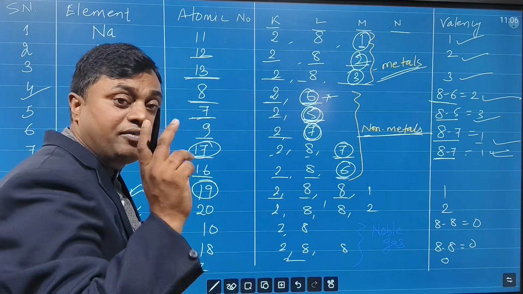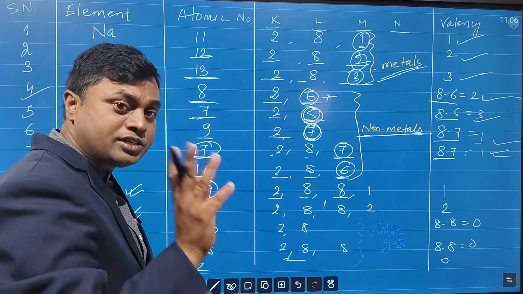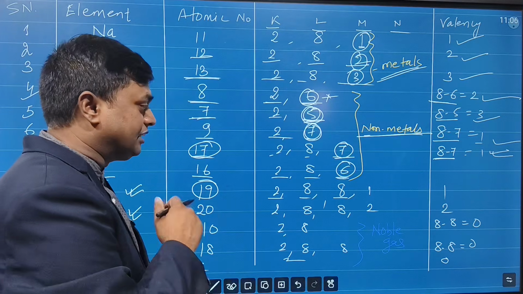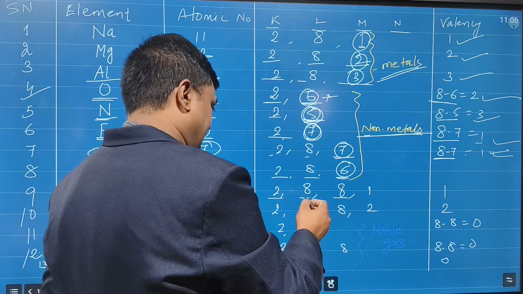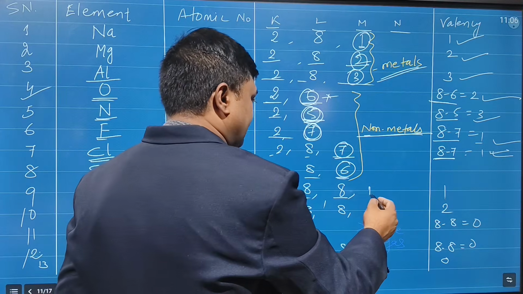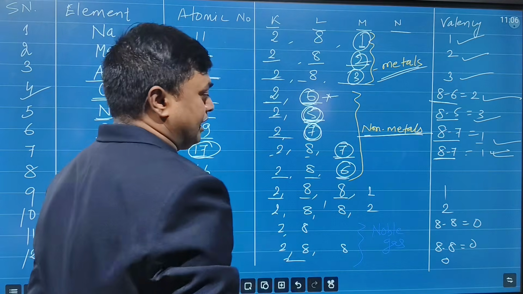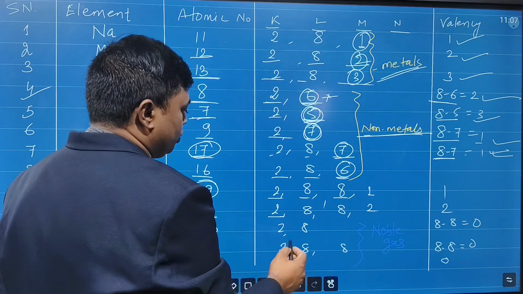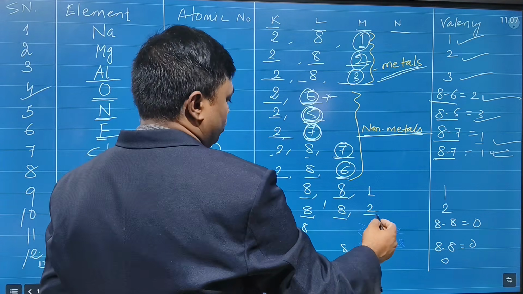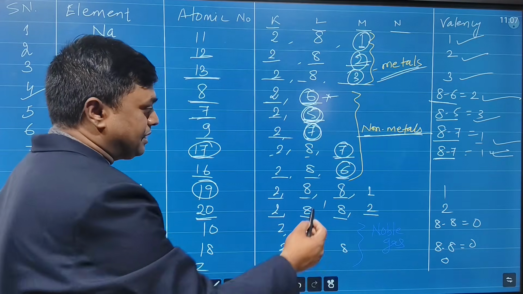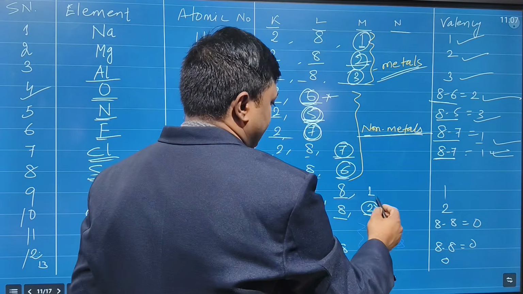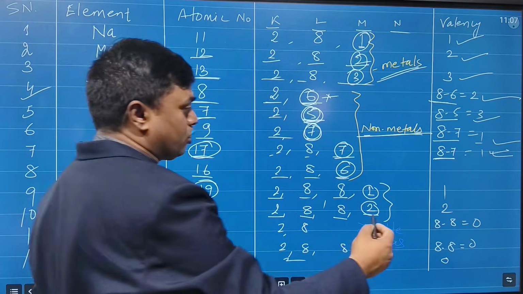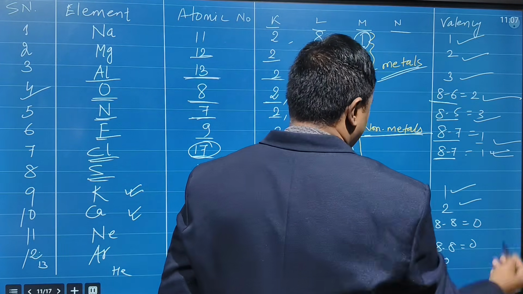The rule says either it will have 8 or 18. First we will check for 18. If 18 is not there, then we can give 8 only. That is the next stable. So 2 plus 8, 10, 10 plus 8, 18, then 1 electron goes to the N shell, that is the fourth shell. Similarly for calcium also, first shell 2, then 8, then 8, then 2. So 2 plus 8, 10, 10 plus 8, 18, 18 plus 2, 20. So valence electrons you can see 1 and 2, so respectively they are metals only, and valence electrons are 1, 2 means valency is also 1 and 2 only.